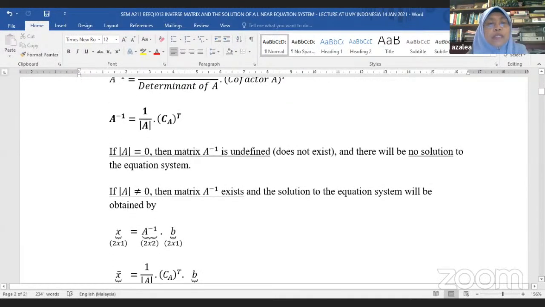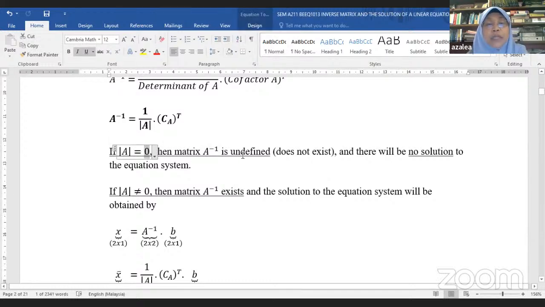Using this formula, we can see that if the determinant of A is 0, then 1 divided by 0 is undefined. That means there will be no solution. So if matrix A is a singular matrix, meaning the determinant is 0, then there will be no solution. On the other hand, if the determinant is not equal to 0, there will be an inverse matrix for matrix A, so we can obtain the solution.